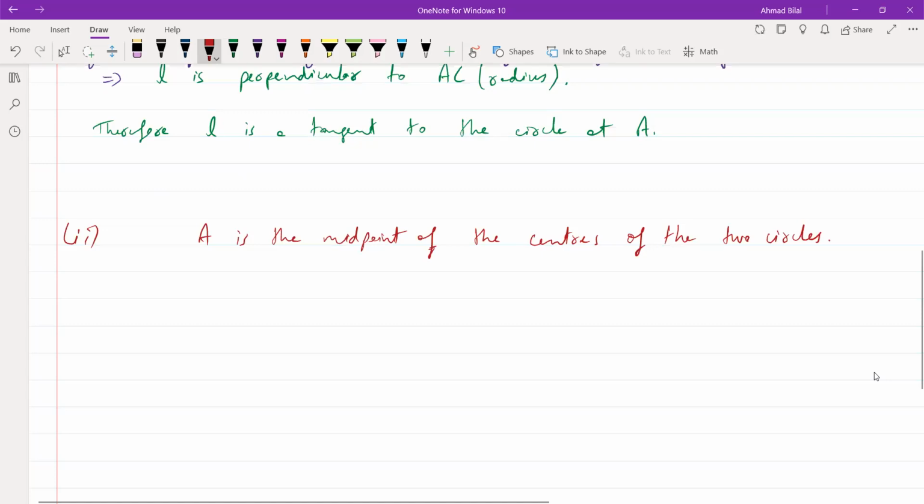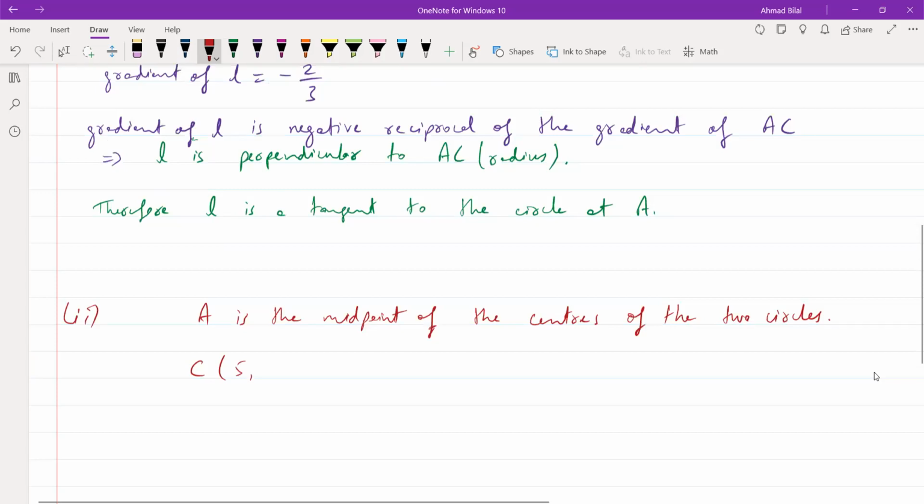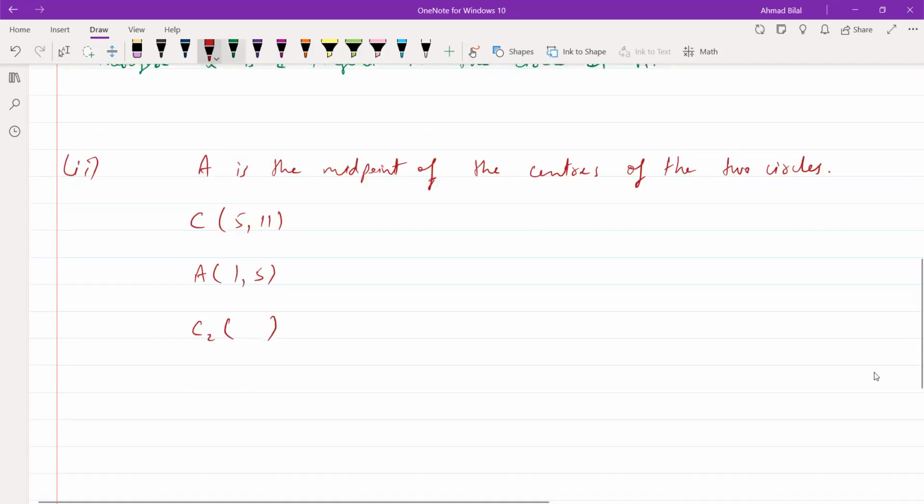That means if we know the coordinates of the center of the first circle, which were 5 and 11, and we know the point A, that's 1 and 5, we can find the center of the other circle by looking at the differences. This is going to be -4. To go from 5 to 1, we have to subtract 4. To go from 11 to 5, we have to subtract 6. We do the same thing here. We subtract 4 more. We subtract 6 more. And we get the coordinates of the center of the other circle, which are going to be -3 and -1.